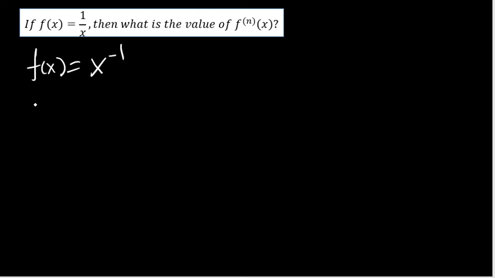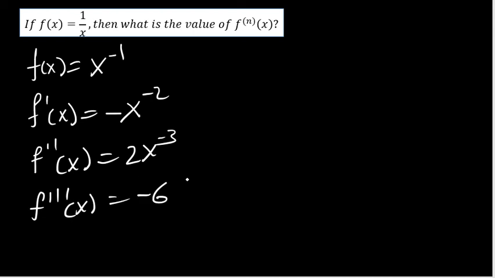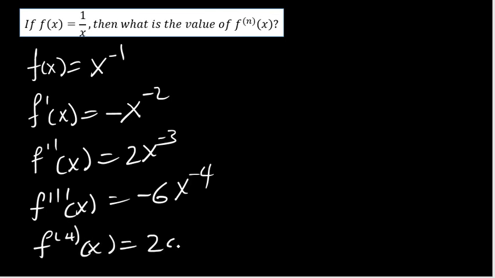When you differentiate, the first derivative will have the exponent come down as a coefficient. So negative x to the power of -2, subtracting 1 from -1. Again, the second derivative: -2 will come here, 2x to the power of -3. The third derivative: -3 will come, -6x to the power of -4. And the fourth derivative will be again 24x to the power of -5.